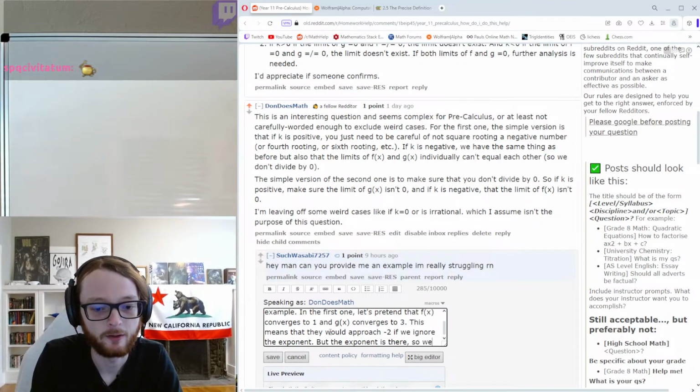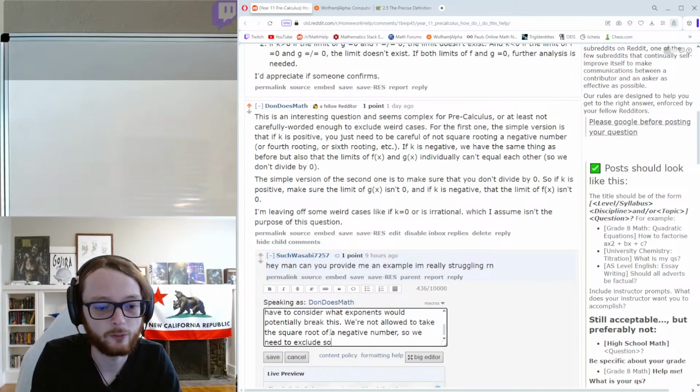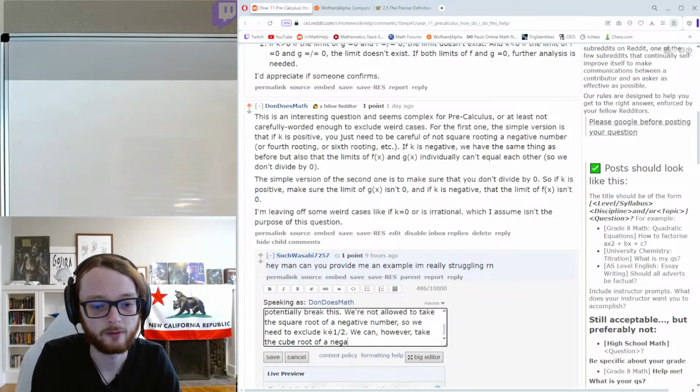Exponent is there, so we have to consider what exponents would potentially break this. We're not allowed to take the square root of a negative number, so we need to exclude k equals 1/2. We can, however, take the cube root of a negative number. So k equals 1/3 is fine.